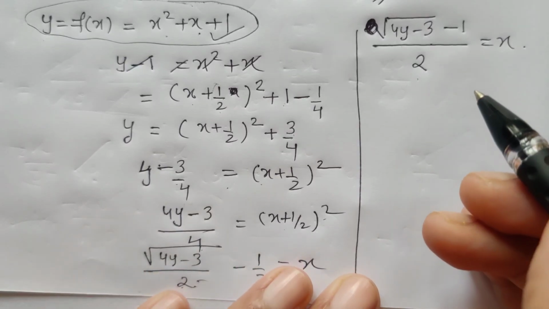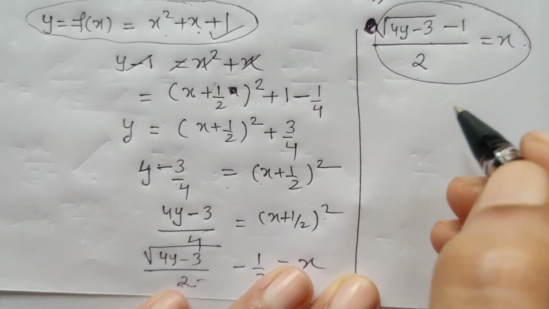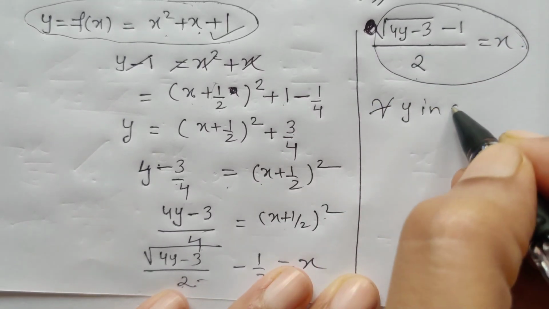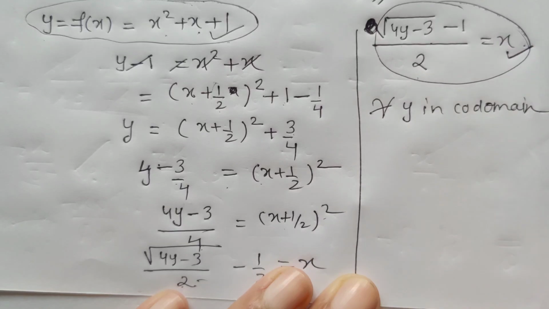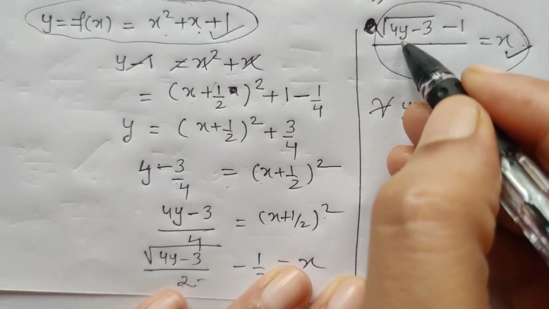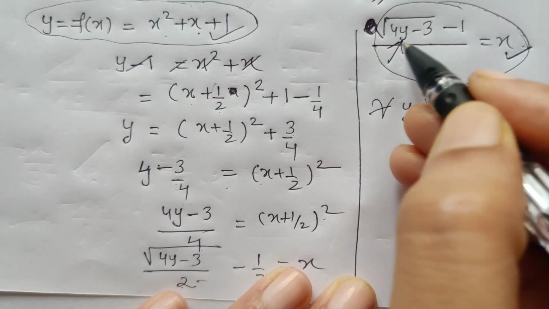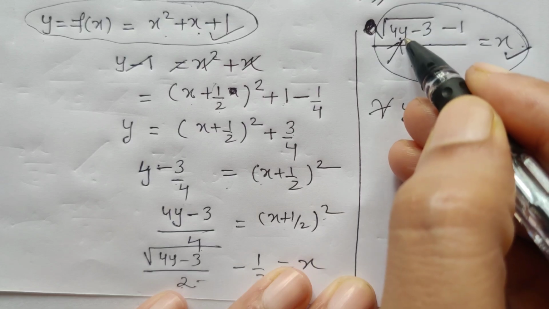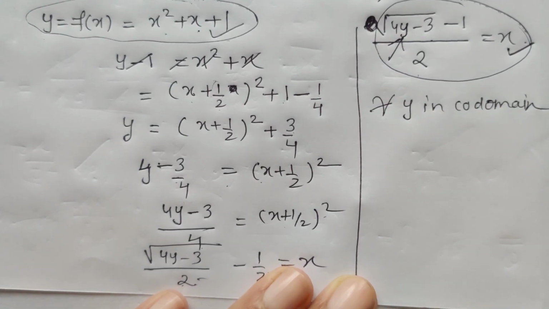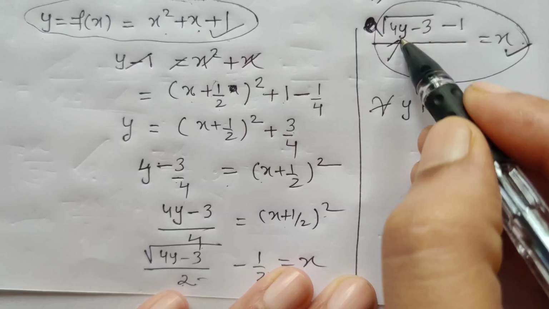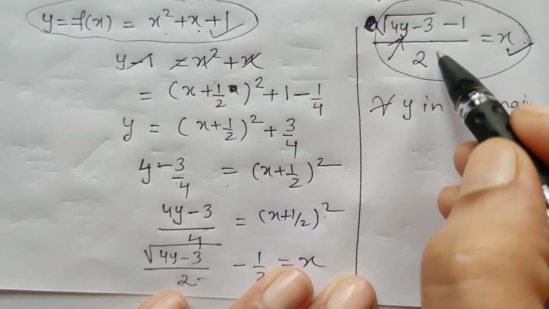But is it true? Does it hold true that for every y in the codomain, x exists in the domain? No, the answer is no. Why? Because if I put y equal to 1 over here, I get 4 − 3, which is 1, and the square root of 1 is 1, 1 − 1 is 0, so I get x equal to 0.